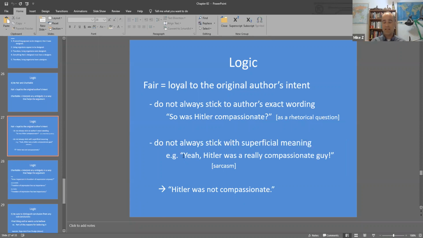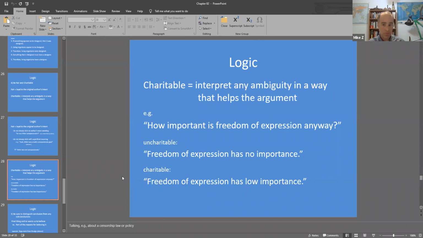You could take that and say, aha, I got you. You think Hitler's compassionate, so that means you're a Nazi or whatever. And that's silly. That just doesn't do anybody any good. Maybe it makes you feel good for accusing somebody of something, but it doesn't really make any progress in a real debate. So what that person is actually saying is Hitler was not compassionate. That's the statement that we're supposed to take from this. Okay, being charitable.